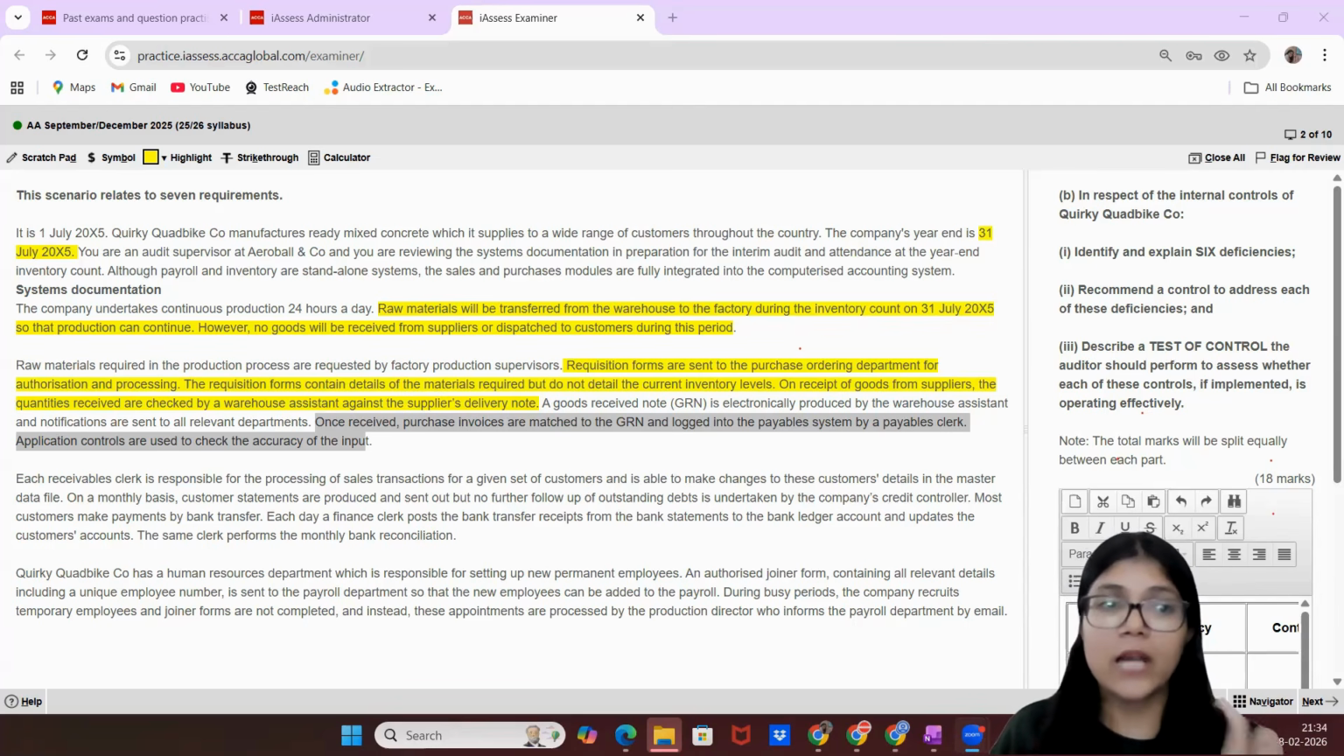If you read the last line, it says application controls are used to check the accuracy. So you use your application controls for multiple different purposes, to check the accuracy and completeness, usually for the transactions that are happening in the company, whether payables, sales, revenue, expenses, whatever. Here in the question, they are saying that the clerk inputs the data into the system. He has just input it, right? And the application controls are just checking the accuracy of it.